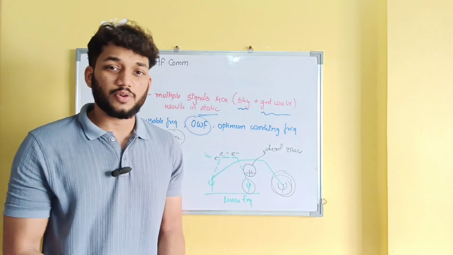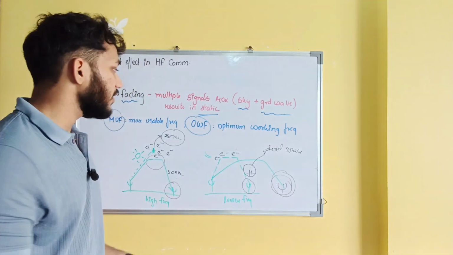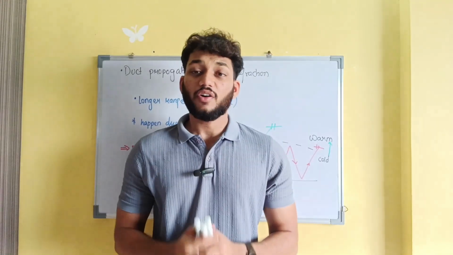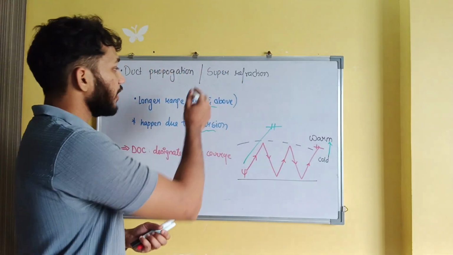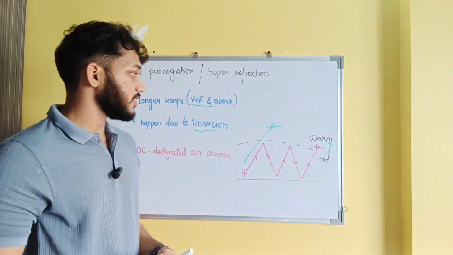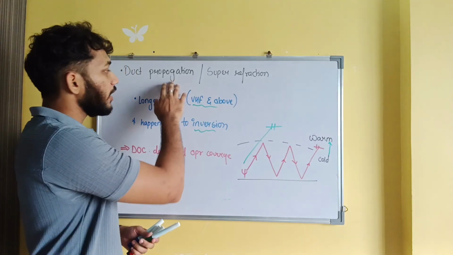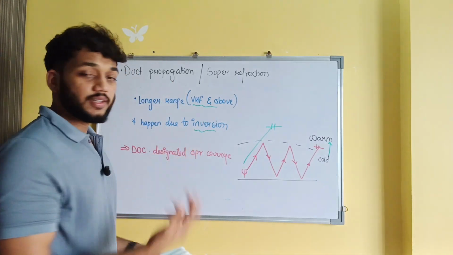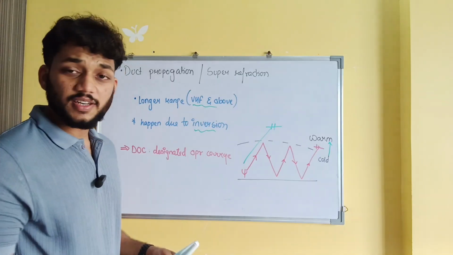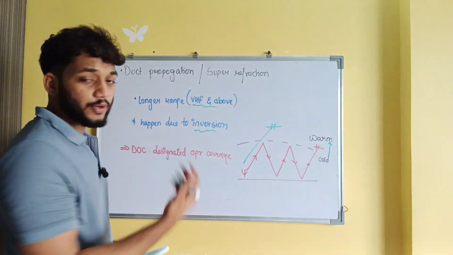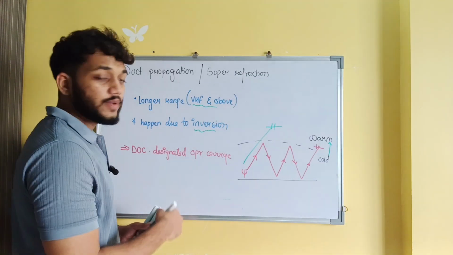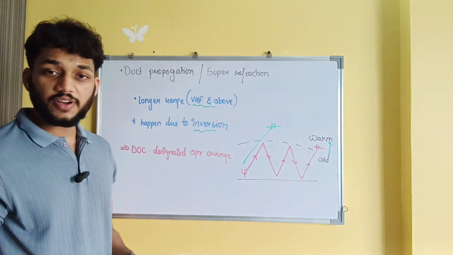Now coming to our last portion of radio wave propagation, that is duct propagation, or super diffraction. Basically there are just 2 points to remember. First is duct propagation happens where there is an inversion. So whenever there is an inversion, there are high chances of duct propagation. And in which frequency band does it happen? It is basically VHF and above.